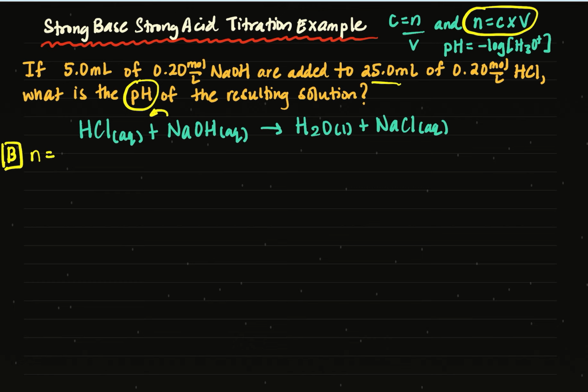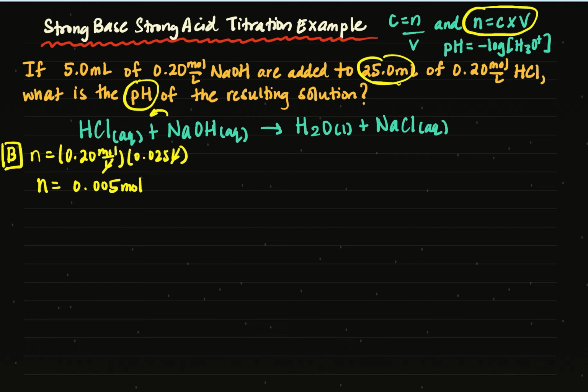Okay, so let's start with the HCl. The HCl's concentration is 0.20 mole per liter. Its volume is 25 mL. So we do have to change milliliters to liters so that my units cancel out properly and the math works. So that'll be 0.025 liters. We're going to cancel out the liters and we're left with a mole value of 0.005 moles of HCl.